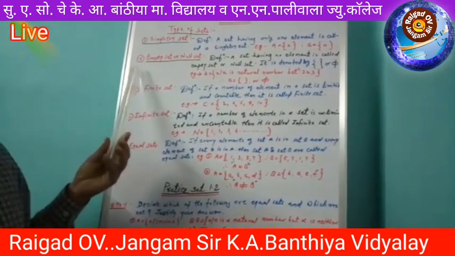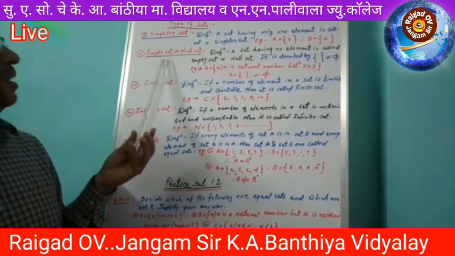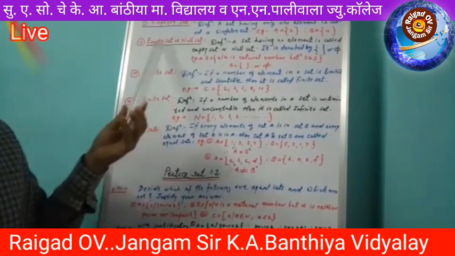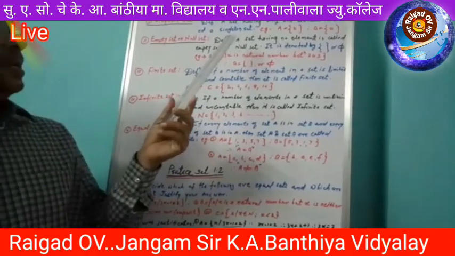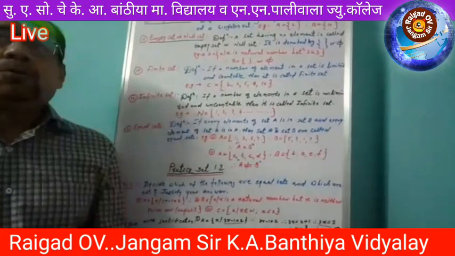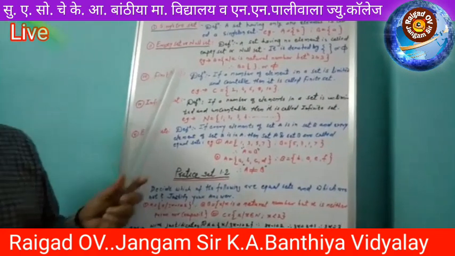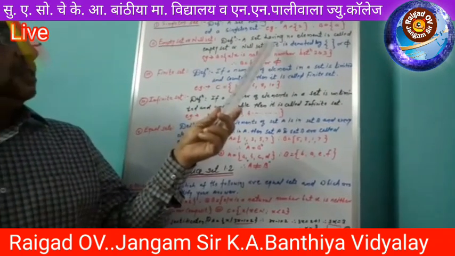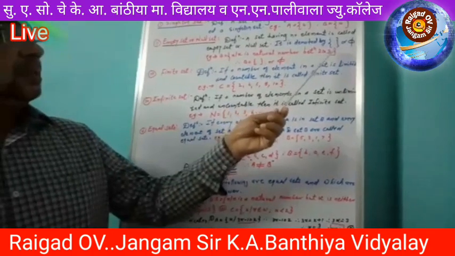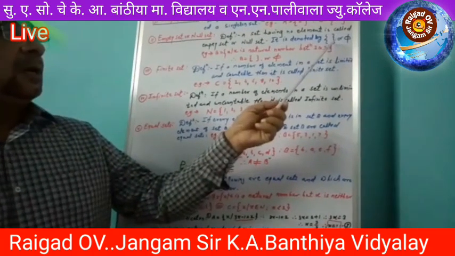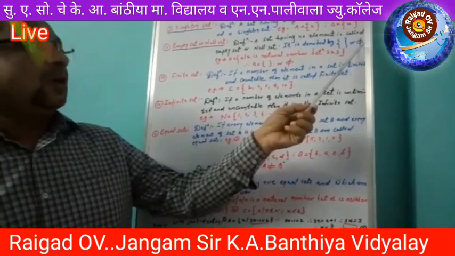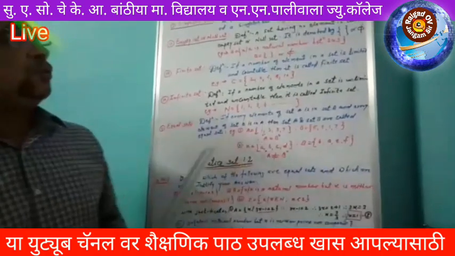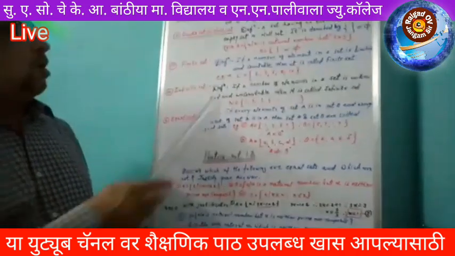Now go to the next definition, that is empty set, or it is also called null set. Definition of empty set. What is the definition here? A set having no element is called an empty or null set, and this null set is denoted by this symbol, empty curly bracket, or this symbol which is called phi. So both the symbols are used for the empty or null set.